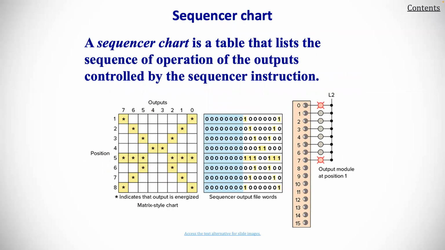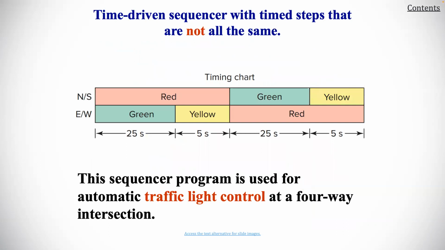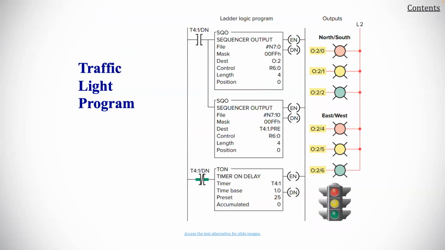Here's a sequencer chart. A sequencer chart is a table that lists the sequence of operations of the outputs controlled by the sequencer instruction. For a time-driven sequencer with time steps that are not all the same, this sequencer program is used for automatic traffic light control at a four-way intersection. So you can see that you need to have things flipped going in one direction or another, because if you have a balanced lighting mechanism, all of those parts stay the same for the same amount of time.